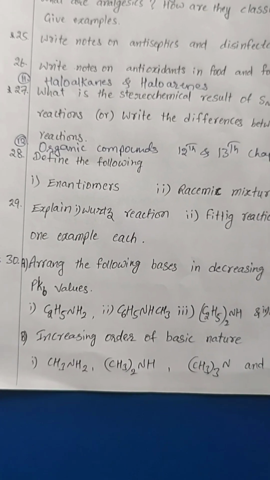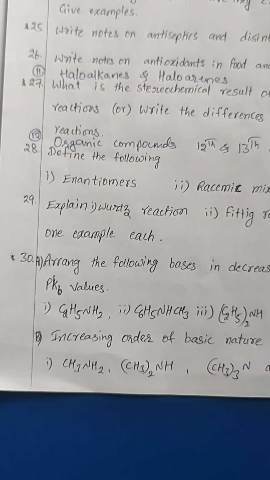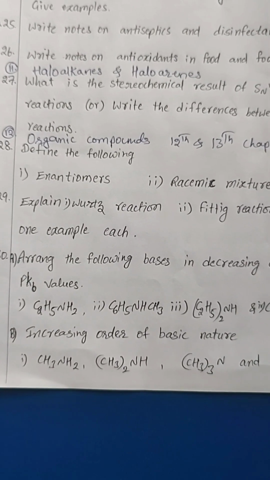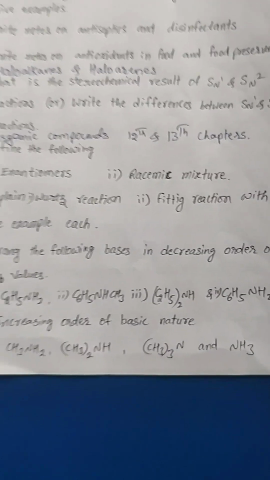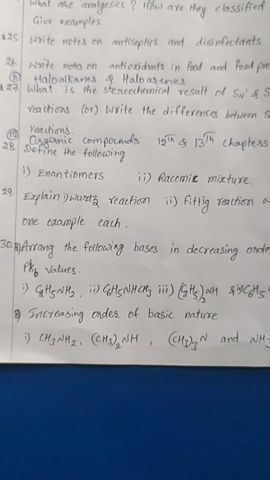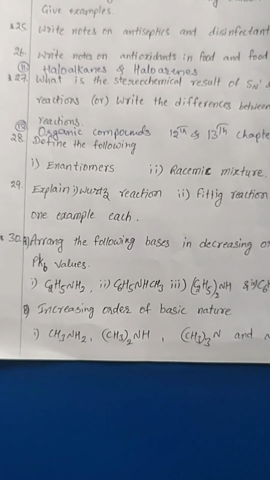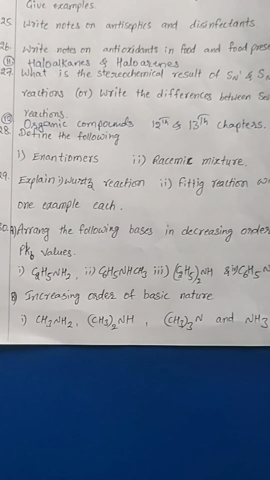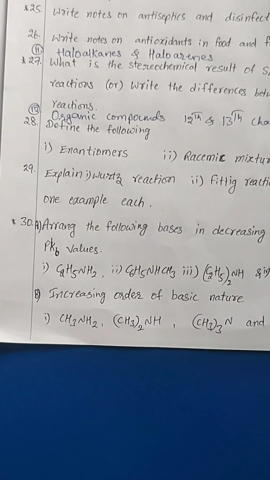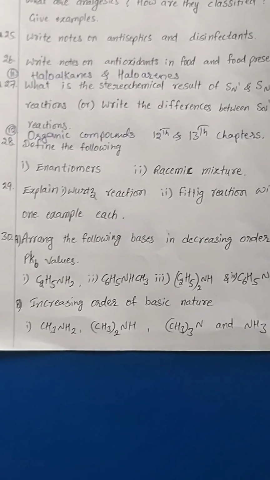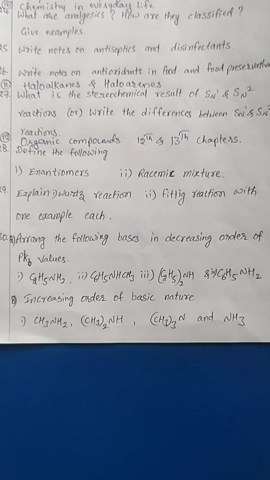Another questions from organic compounds, that is the 12th and 13th chapters. 28th question: define the following: enantiomers and racemic mixture. We should write the definitions for these two terms. 29th question: explain Wurtz reaction and Fittig reaction with one example each. In this way, they may ask any two named reactions for a 4 marks question.